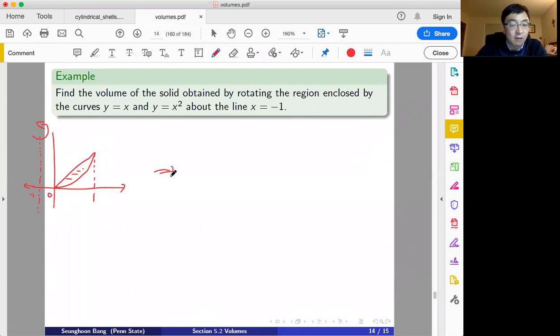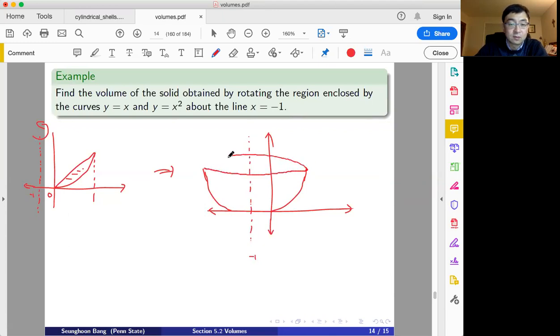So what kind of solid do we have? We have this solid. Here, this is the rotating axis, x equals -1. So we have this one, the solid. The bottom one has a small circle like this, and next to it the inside one looks like this.